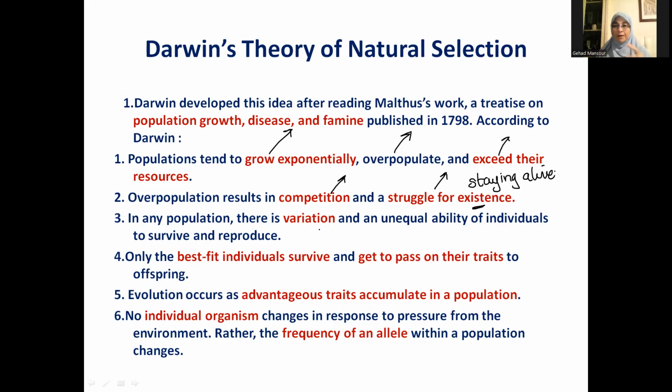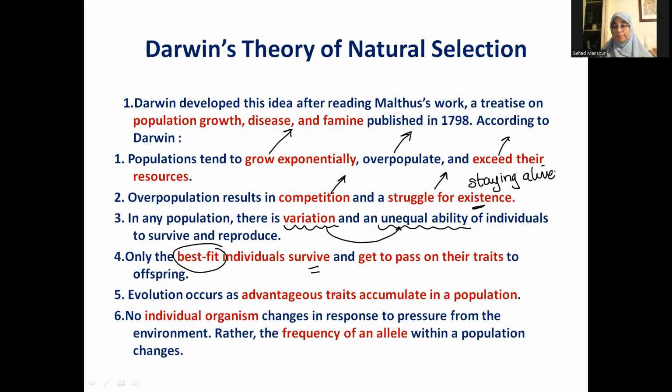Meanwhile, while explaining this competition between the living organisms that are overpopulating, Darwin talked about variation. Within the same species, there are variations, there are variants, and therefore, since there is variation, there will be unequal abilities of the individuals to survive and reproduce. So those individuals that are best adapted to the environment will survive. And if they survive, they reproduce, they pass on their traits to the offspring, and they continue.